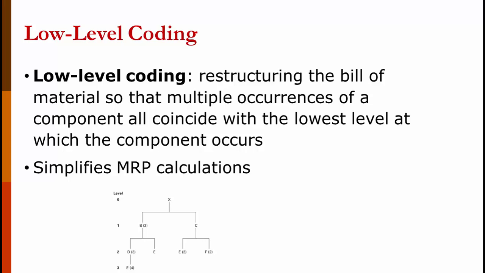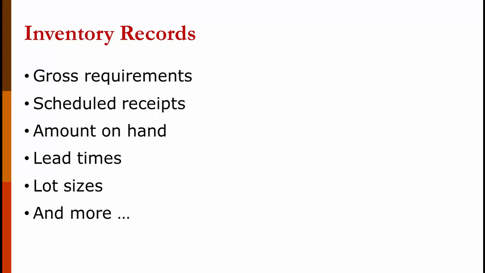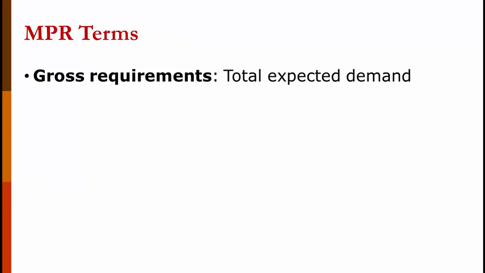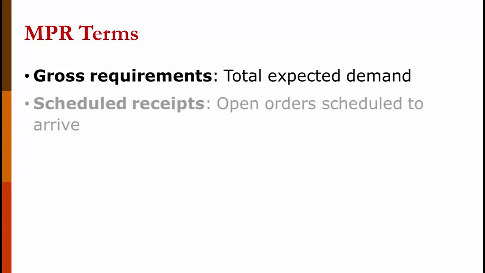That's all it is. MRP records are made up of gross requirements, scheduled receipts, amount on hand, lead time, lot sizes, and a lot more. We'll talk about each one of these. Gross requirements are the total expected demand that we're planning for. This comes out of the aggregate plan through the master production schedule. Scheduled receipts are open orders scheduled to arrive but which haven't arrived yet. We're not planning for them, they're just going to show up on the receiving dock.